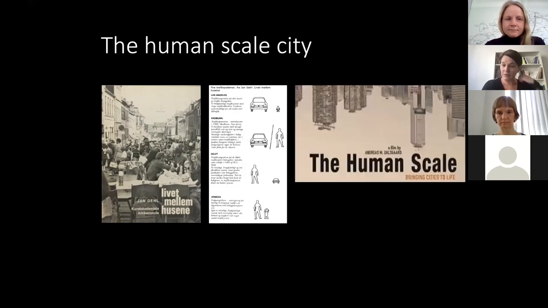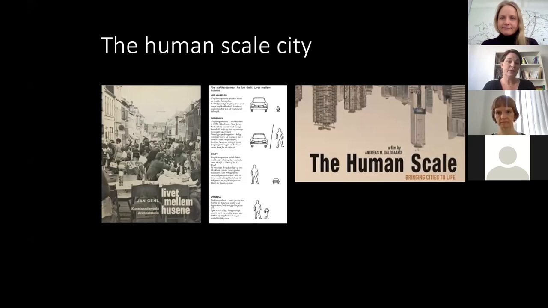And The Human Scale City is also out as a film. If you haven't seen that, I can absolutely recommend it, because it shows some of the work that Jan Gehl and his company have done with getting planners to actually look at the urban spaces in a different way.